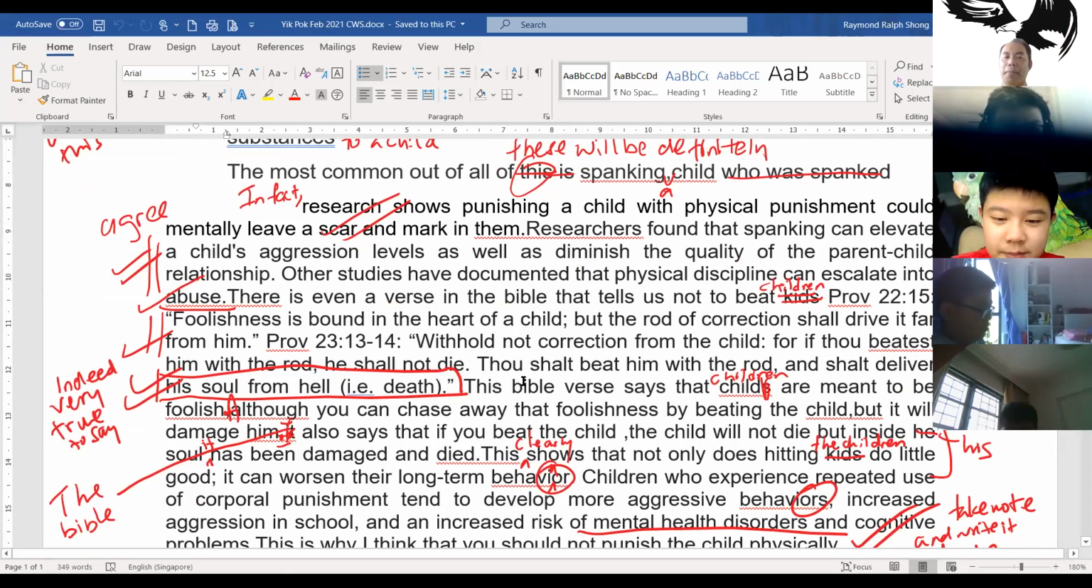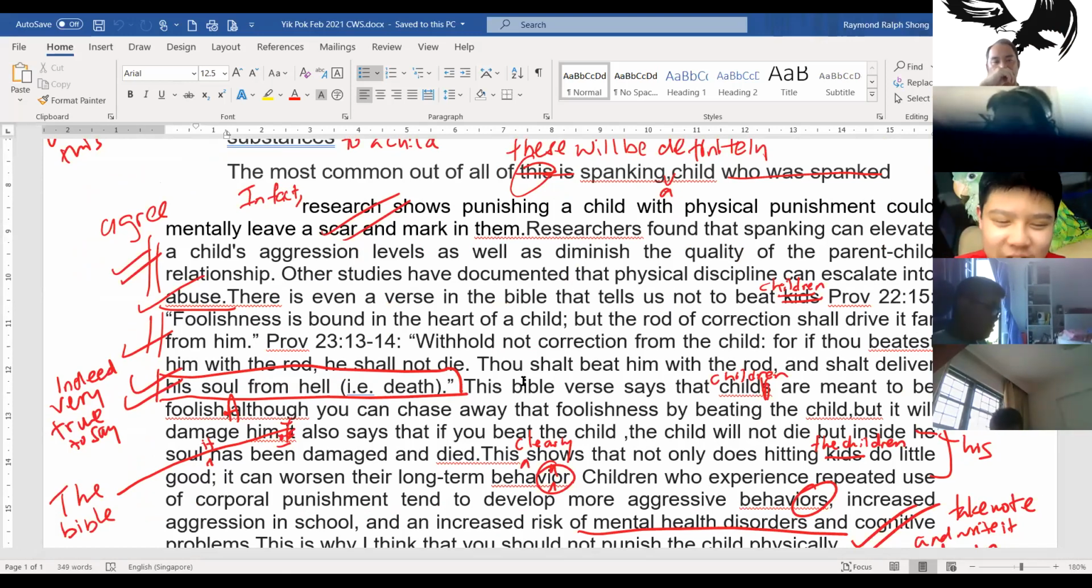In fact, research shows punishing a child with physical punishment could mentally leave a scar and mark in them. Researchers found that spanking can elevate a child's aggression level, as well as diminish the quality of the parent-child relationship.